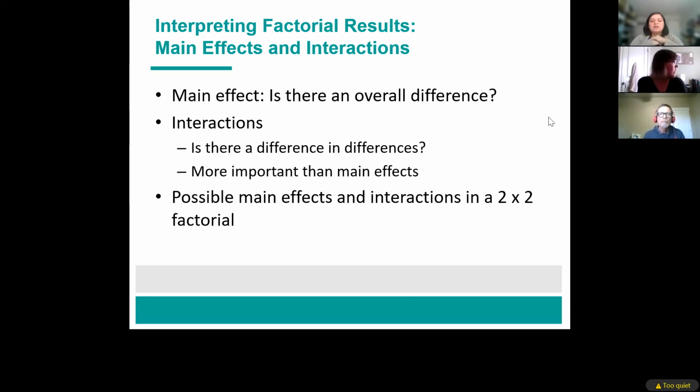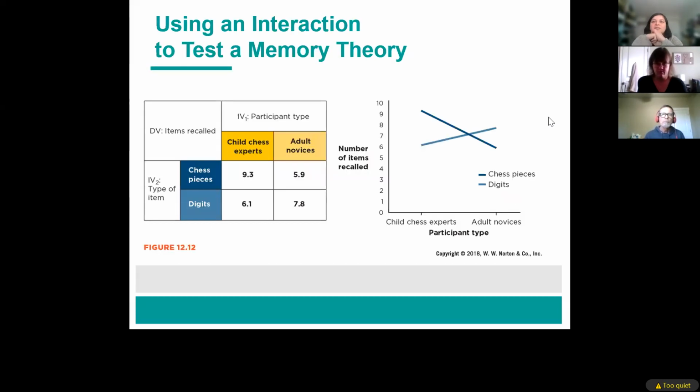Based on what we've been talking about, how many interactions can there be in a 2x2 factorial? Looks like one. Only one on that graph. Okay, anyone else? 4. There are 4 interactions. There's an interaction among child chess experts with chess pieces and digits. There's an interaction among adult novices with chess pieces and digits. There's an interaction among chess pieces between child chess experts and adult novices. And there is an interaction among those in the digits condition between child chess experts and adult novices. So there are 4 different interactions you can test. There's one overall interaction, but there are 4 different comparisons that we make.